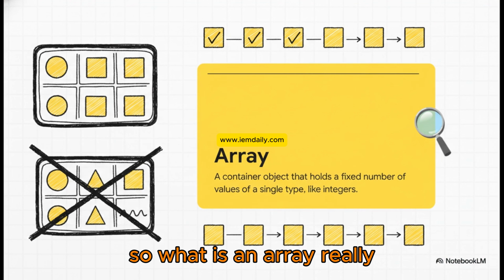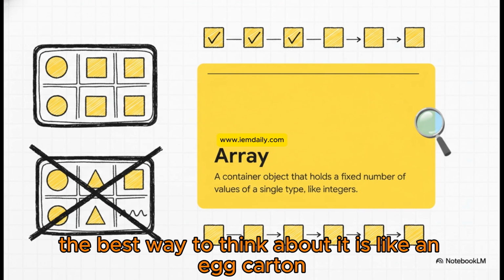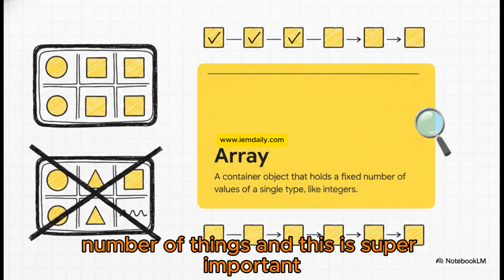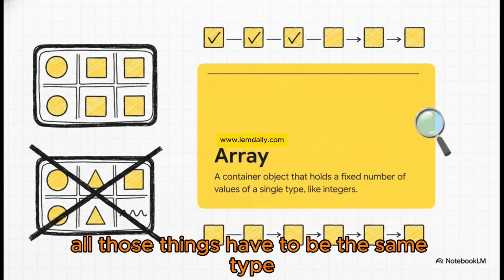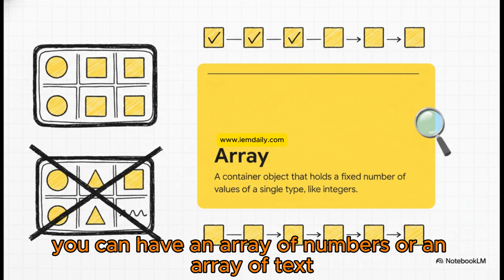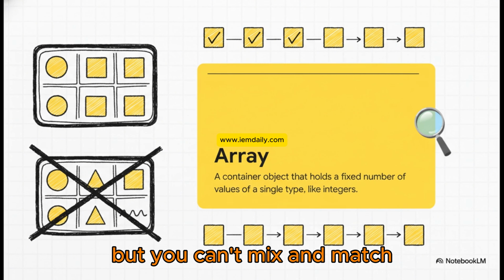So what is an array, really? The best way to think about it is like an egg carton, right? It's a container that holds a specific number of things. And this is super important. All those things have to be the same type. You can't just shove a grapefruit into an egg slot. It's the same in Java. You can have an array of numbers or an array of text, but you can't mix and match.